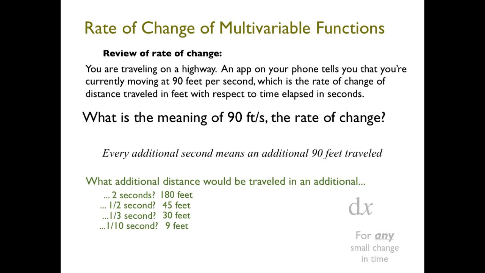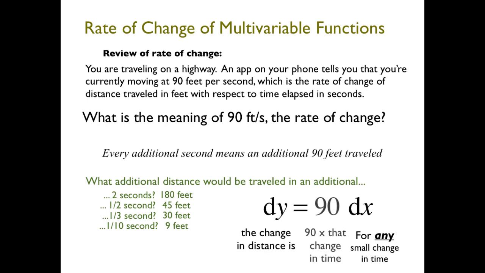So this is our good, broad meaning. For any change in time, like dx, the change in distance, like dy, is 90 times that change in time. So yes, it does tell you that you go 90 feet in a second, but it tells you a lot more than that, right? It tells you how far you go in any change in time, as long as you stay at that constant rate. So when we're working with these multivariable and vector functions, and we're talking about rate of change, we want to have this same thinking about those rates of change.